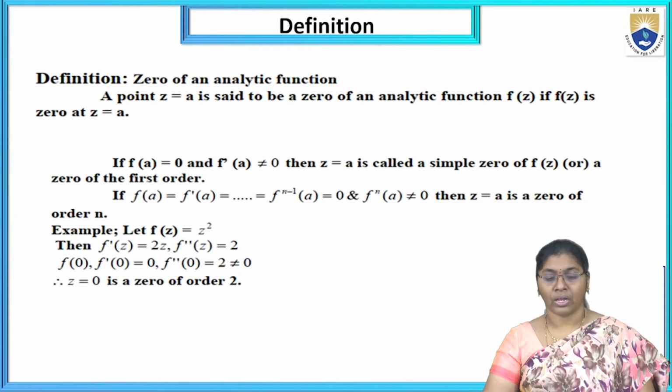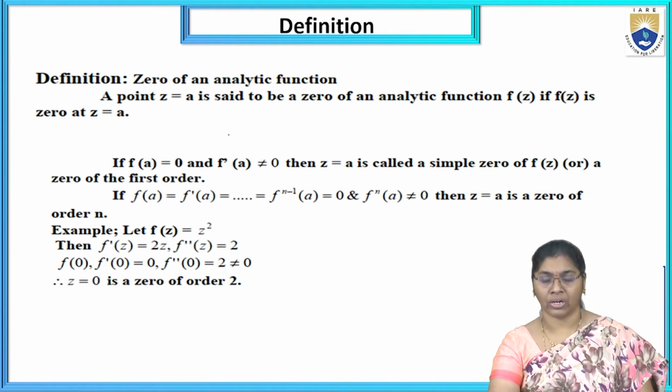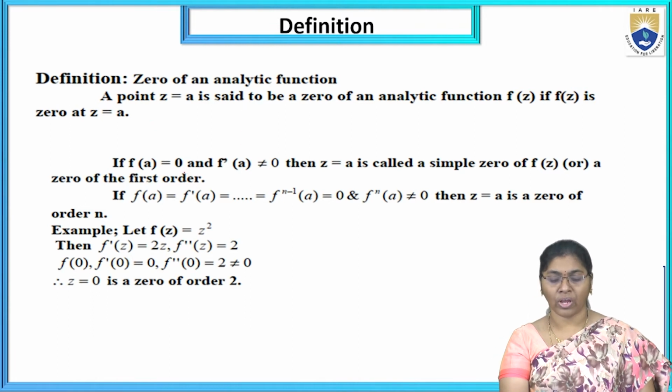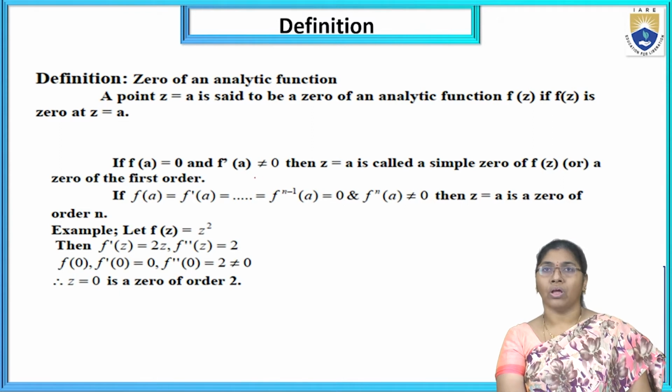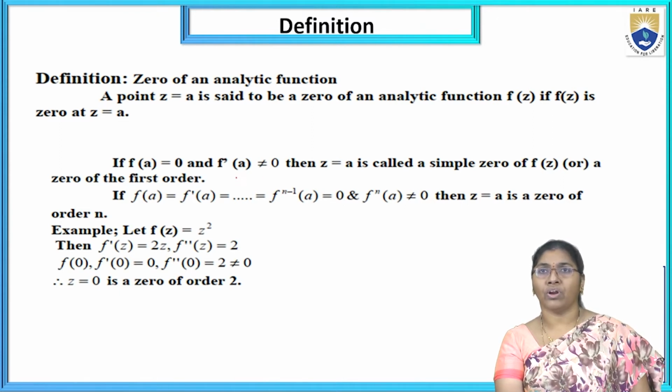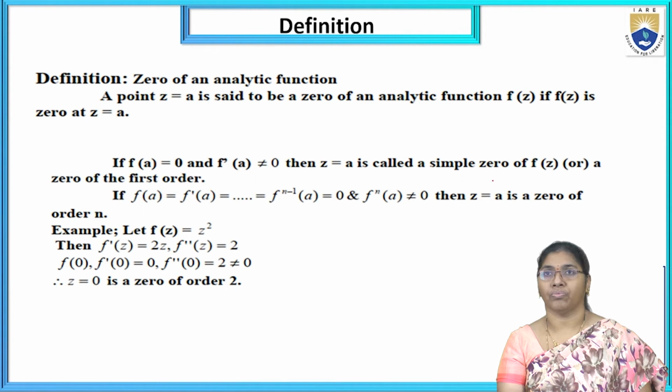Now, next one. Definition of an analytic function. A point z equal to a is said to be a zero of an analytic function f of z if f of z is 0 at z equal to a. Now, if f of a equal to 0 and f dash of a is not equal to 0, then z equal to a is called a simple zero of f of z.